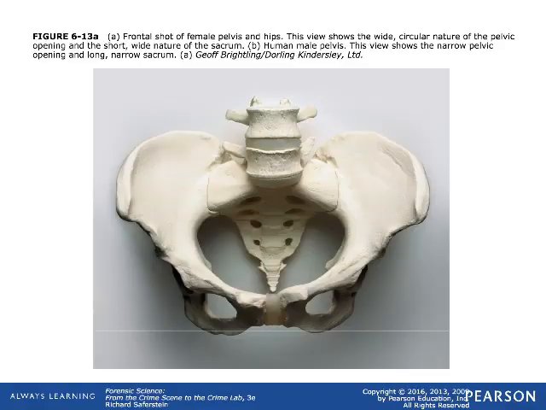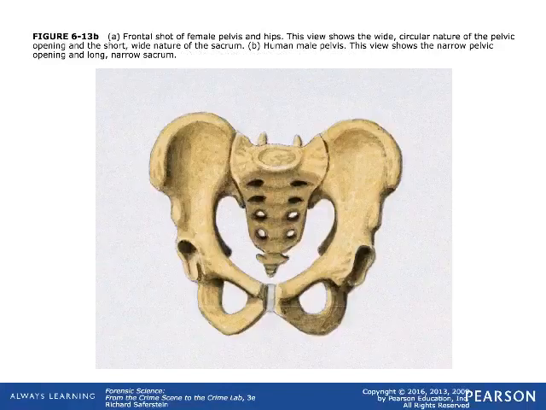Okay, so this is a female pelvis. The opening is more round, and we'll go over this in lab. The sacrum is the tailbone. It has a short, wide tailbone, so that wouldn't interfere with the baby being born. Whereas in the male pelvis, the tailbone is longer and the opening is narrower. And we have male and female pelvises to show you.